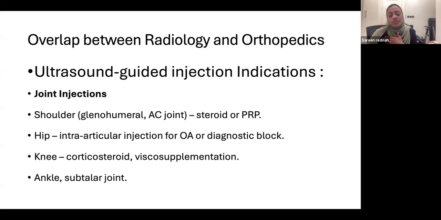Joint injection: we have the glenohumeral joint or AC joint. We see the capsule and we inject underneath and in the capsule. We give a steroid or PRP injection. In the hip, either intra-articular injection for osteoarthritis or a diagnostic block. In the knee, we can give corticosteroid or hyaluronic acid viscosupplementation, and also in the ankle and subtalar joint.